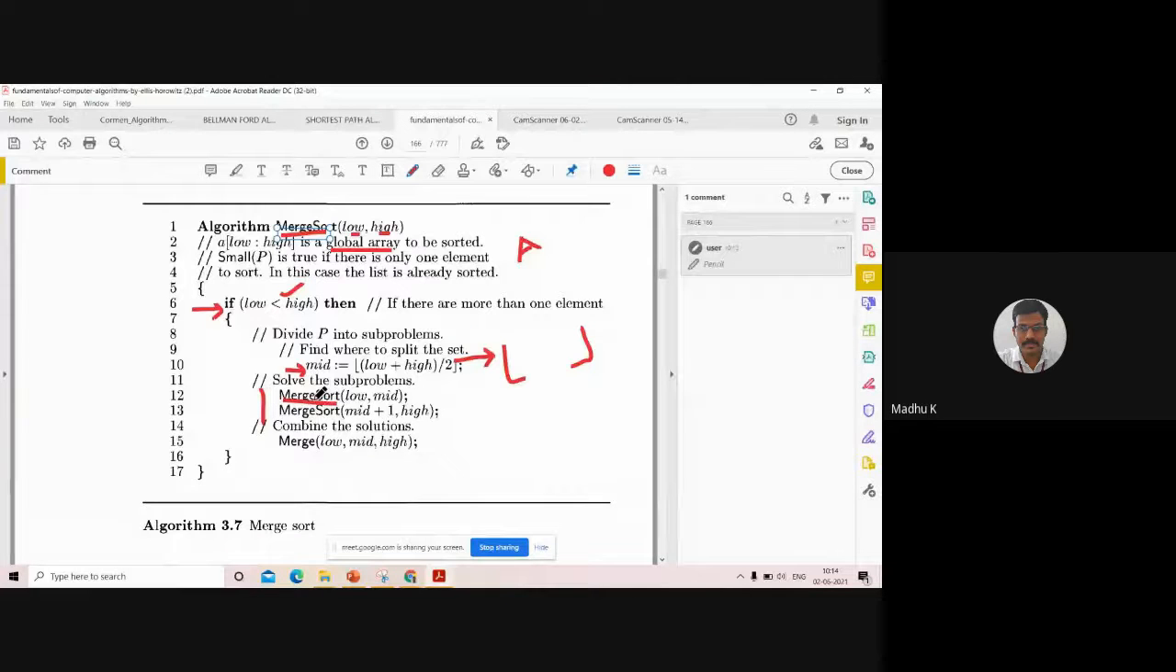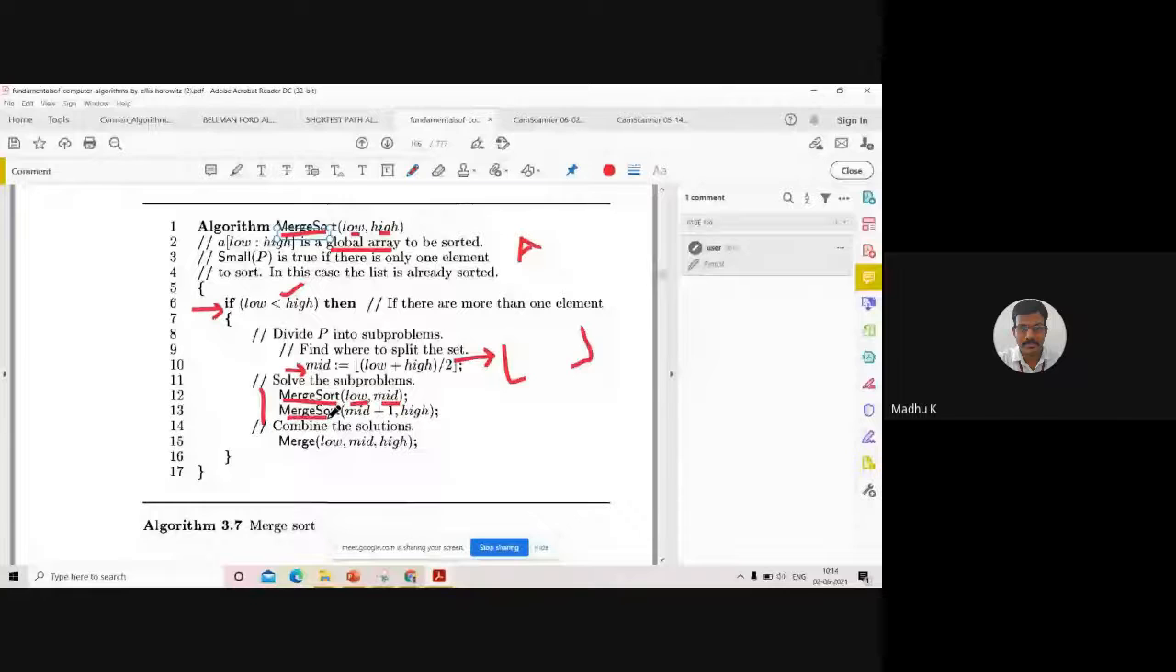recursively. So we will call the merge sort algorithm recursively. The first call we will make with the parameters low comma mid. In the next call we will again divide the problem, that is, we want to divide the problem into two subproblems. The first subproblem is from low to mid, and the other subproblem is from mid plus 1 to high.